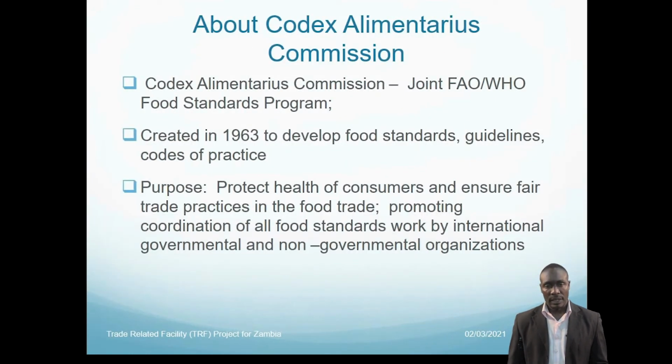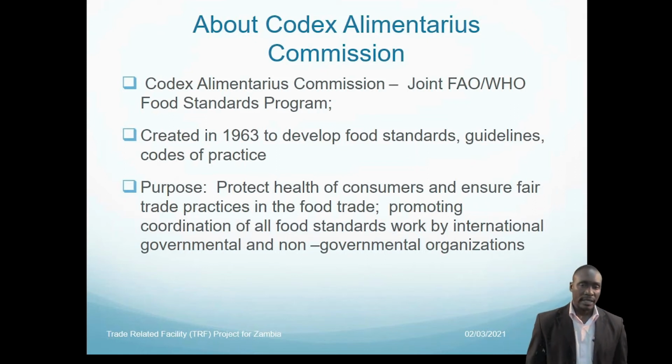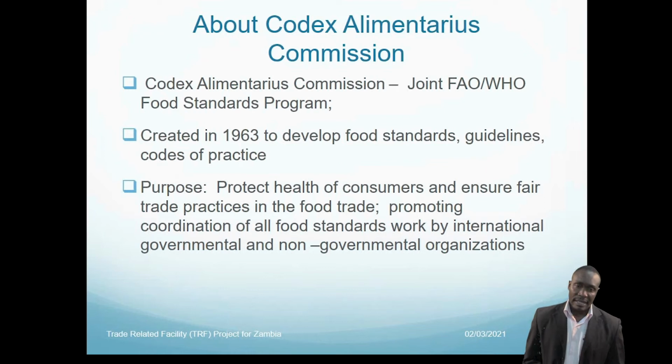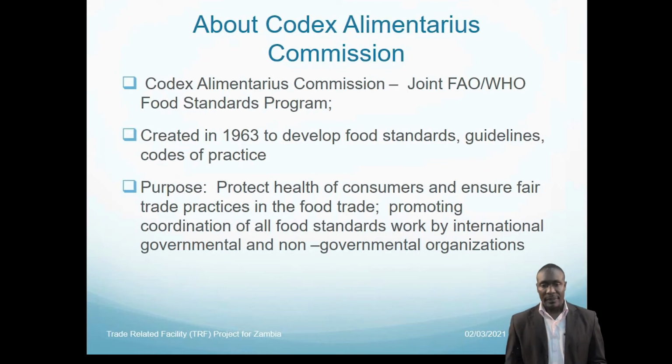Shortly, we handled the aspect of who the Codex Alimentarius Commission is. It's a joint FAO WHO food standards program, and it was created in 1963 to develop food standards, guidelines and codes of practice. The purpose of the Codex Alimentarius Commission is to protect the health of consumers and ensure fair trade practices in the food trade. They also promote coordination of all food standards work by international governments.